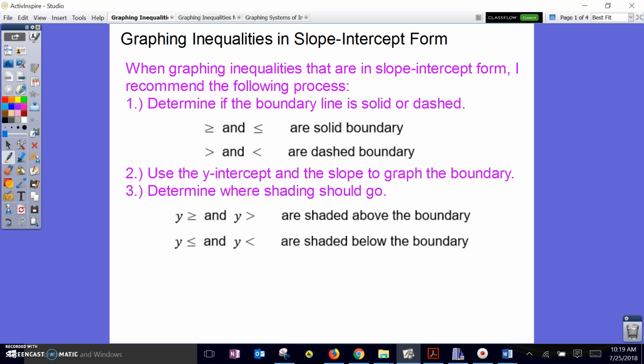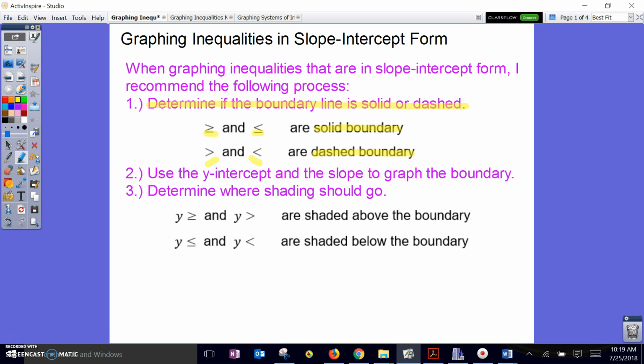First thing that I always do is I determine if the boundary line is solid or dashed. I do that first because if I know what the boundary is before I graph it, then I don't have to scribble over lines or erase or anything like that. Anytime you have an inequality containing an equal, that's going to relate to a solid boundary, and anytime there's no equal on those inequalities, it's going to be a dashed boundary.